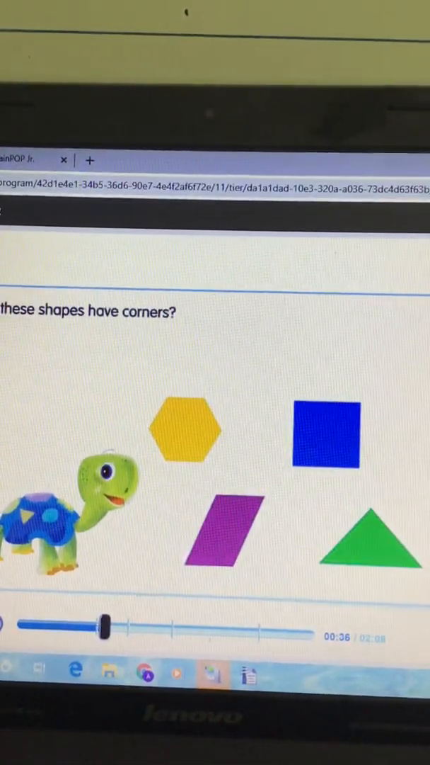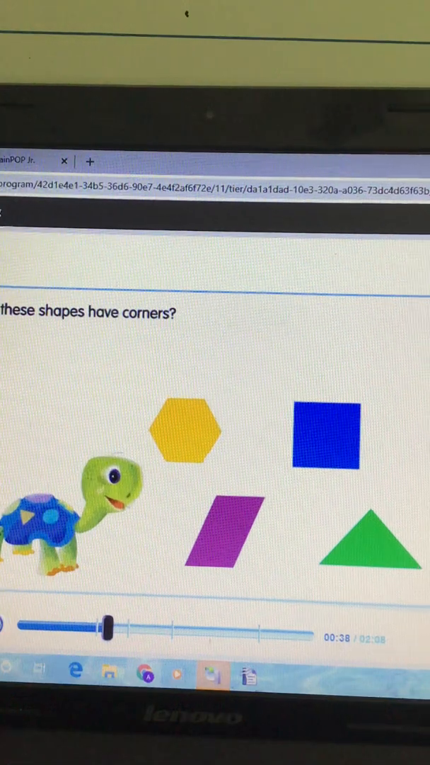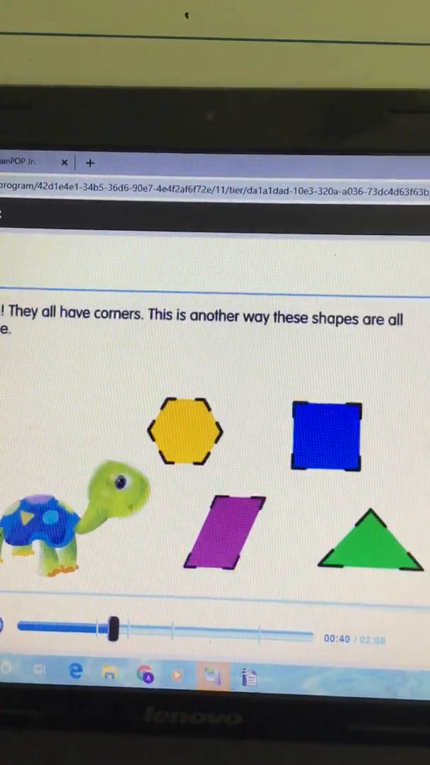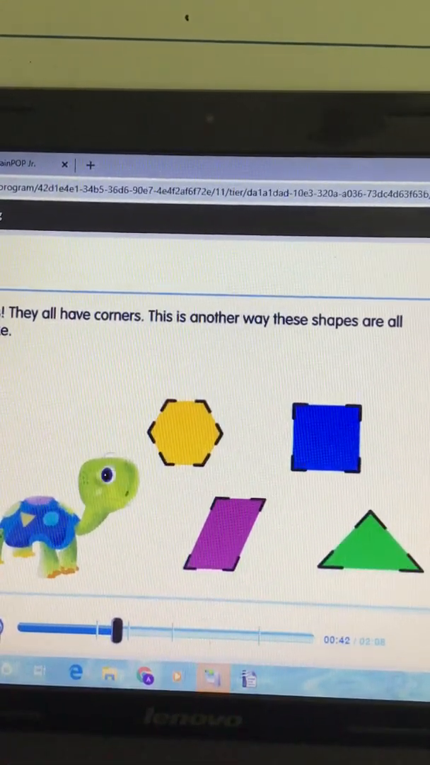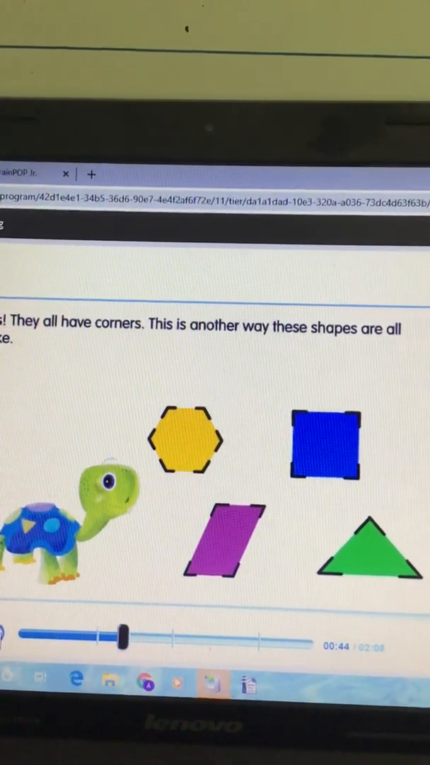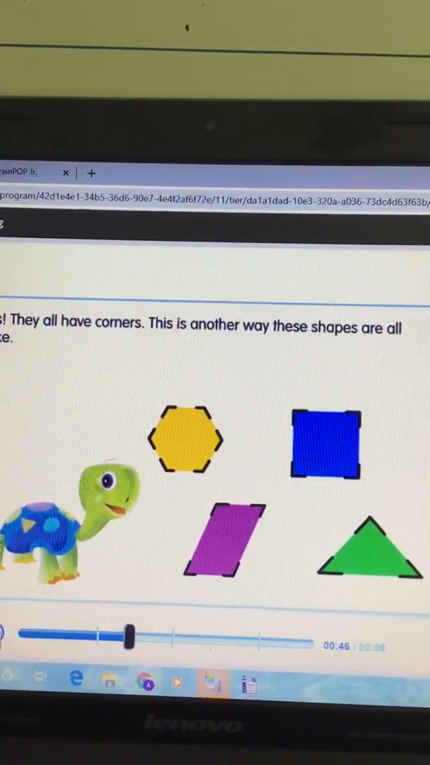Do these shapes have corners? Yes, they all have corners. This is another way these shapes are all alike.